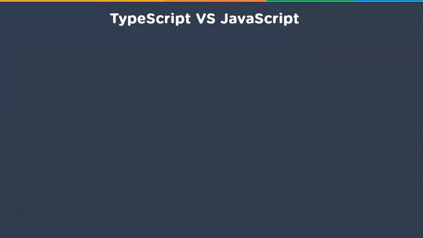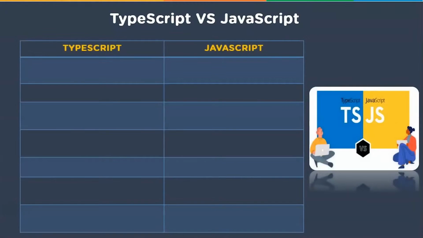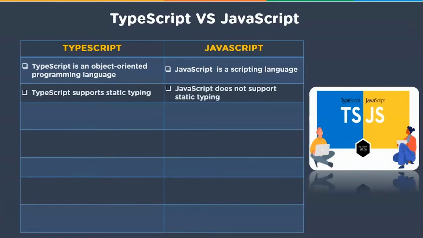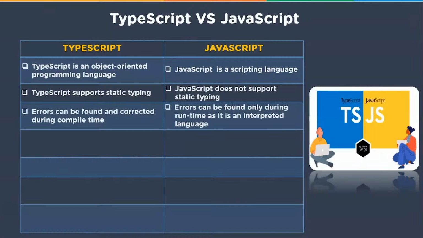Now let us look at the difference between TypeScript versus JavaScript. TypeScript is an object-oriented programming language, whereas JavaScript is a scripting language. And TypeScript supports static typing, whereas JavaScript does not support static typing. Errors can be found and corrected during compile time. In JavaScript, errors can be found only during the runtime as it is an interpreted language.